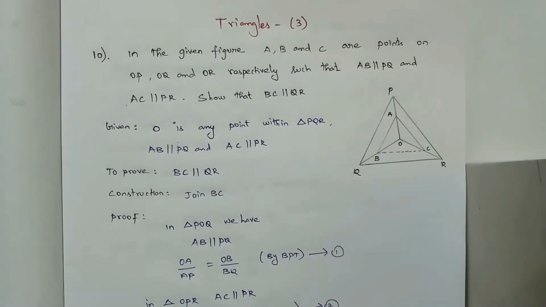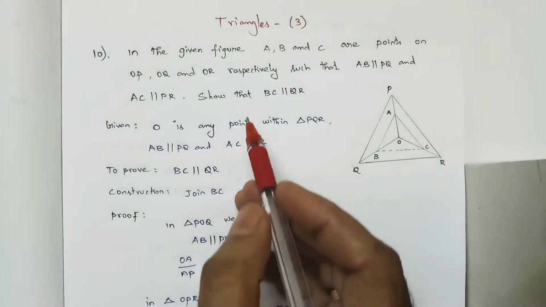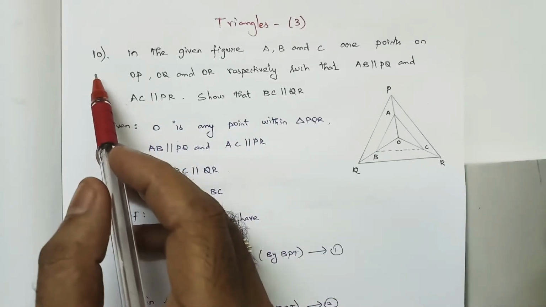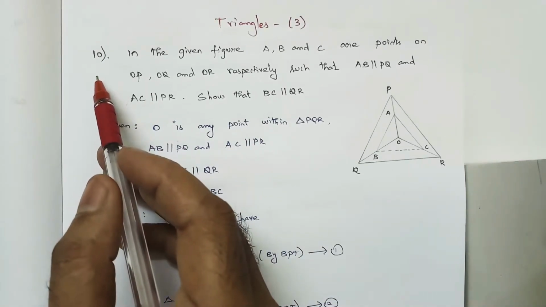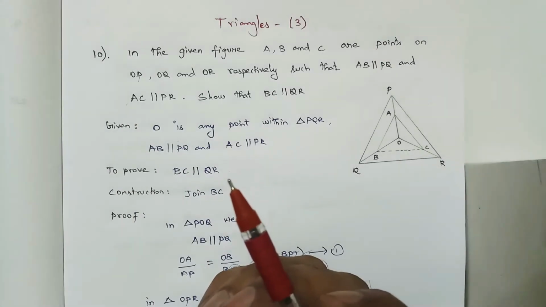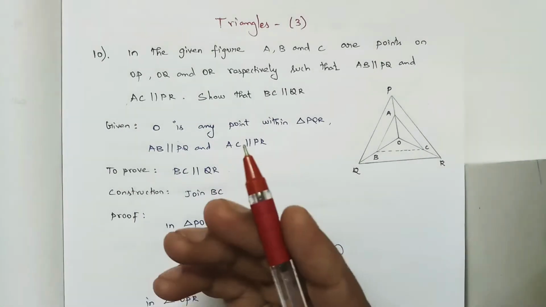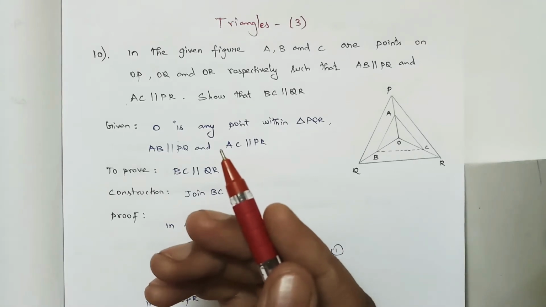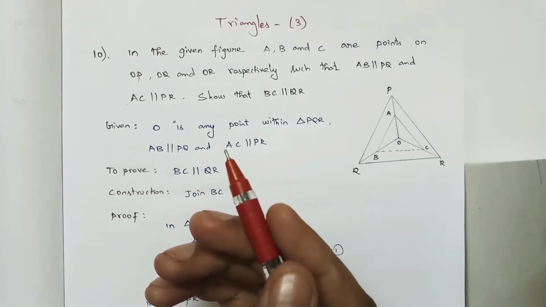Hi students, today we are going to see an assumption. First concept, triangles. Already we have completed 9 sums. Now sum number 10. In the first concept, by using the statement of BPT and converse of BPT, we will find or prove whatever they ask you to do.